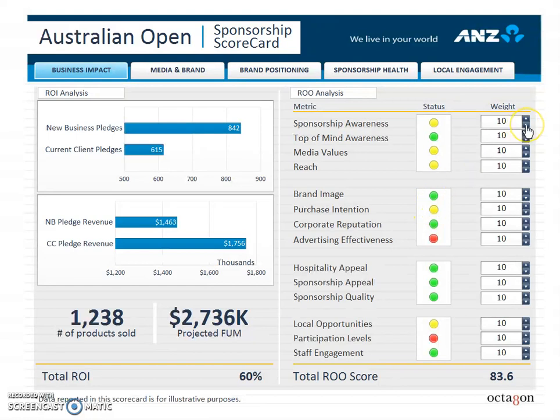The weighting to the right is able to be dynamically changed, as you can see here. As business objectives change and things become more or less important, you can change the weightings in real time, and as a result, you'll see the total ROO score at the bottom here will update to give you a running total of how you're tracking against specific objectives.